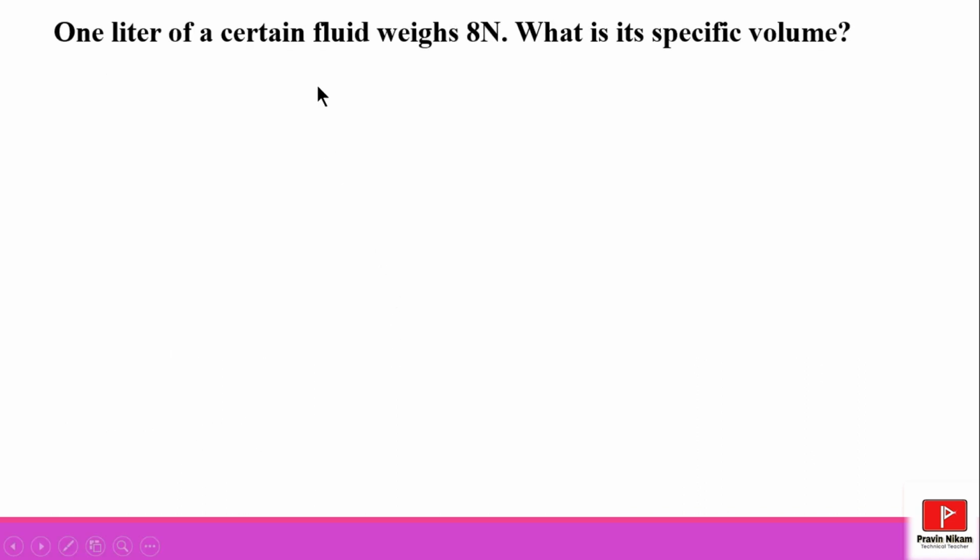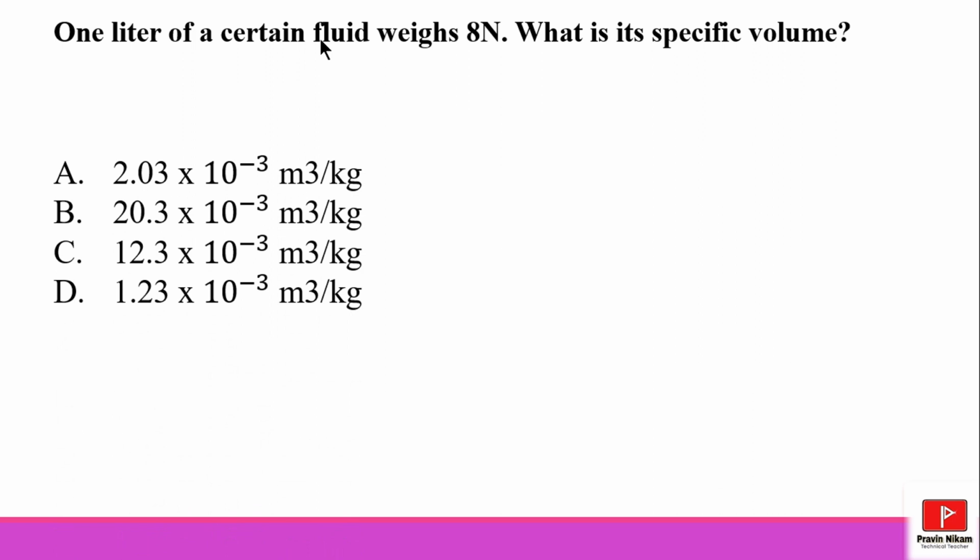Next, 1 liter of a certain fluid weighs 8 Newton. What is its specific volume? Now see, only weight is given and volume is given, 1 liter. So 1 liter means 0.001 meter cube, and weight W is given as 8 Newton.